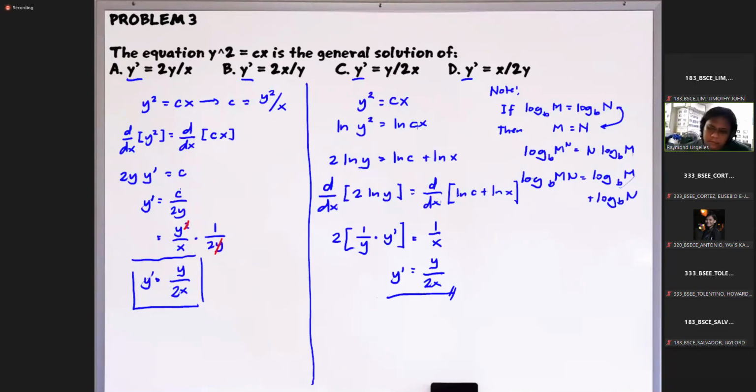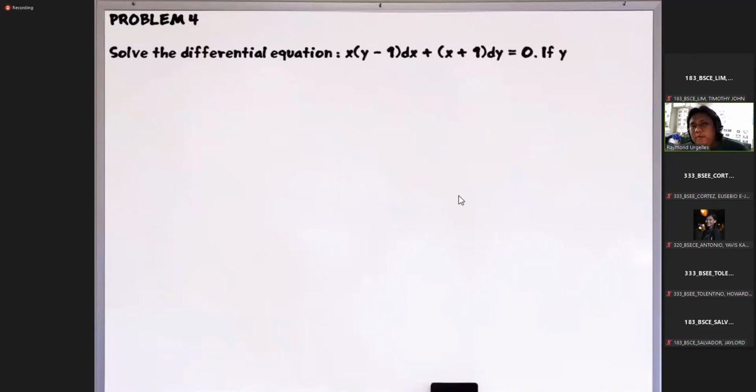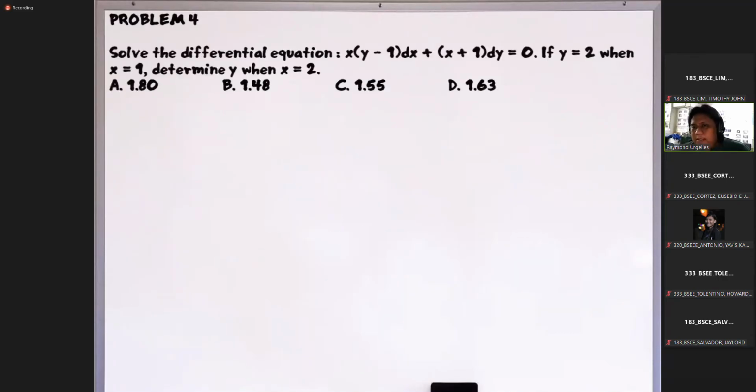Okay. So let's try another. Dito naman, ang kailangan natin i-solve is the particular solution. Makikita natin dito sa problem na meron tayong kailangan i-solve. After we get the particular solution, meron tayong kailangan i-substitute para ma-solve natin yung isang variable. Determine y when x is equal to 2. Meaning meron tayong particular solution that satisfies this equation here.